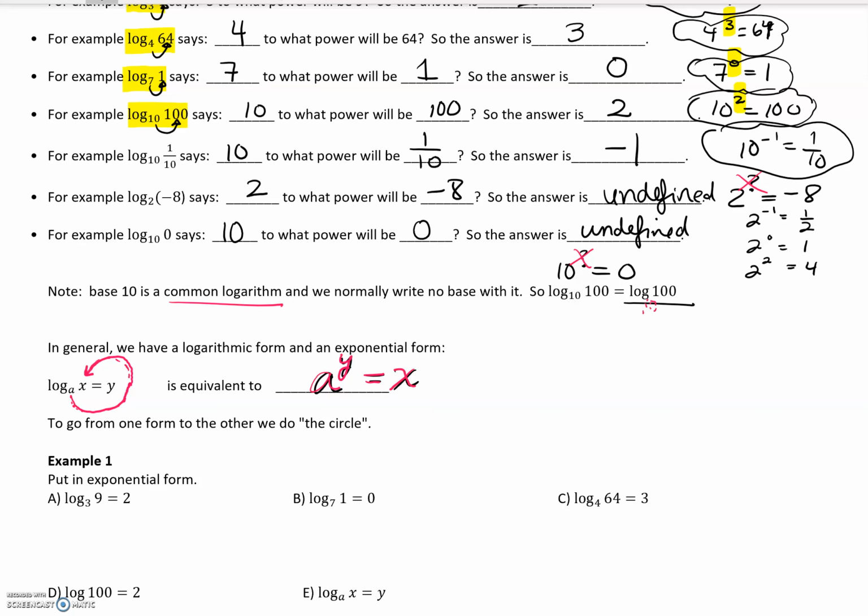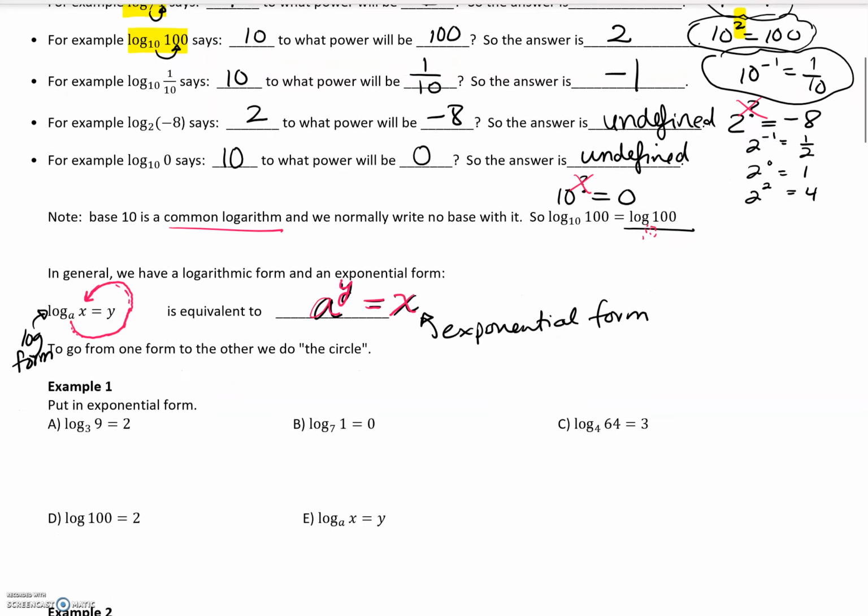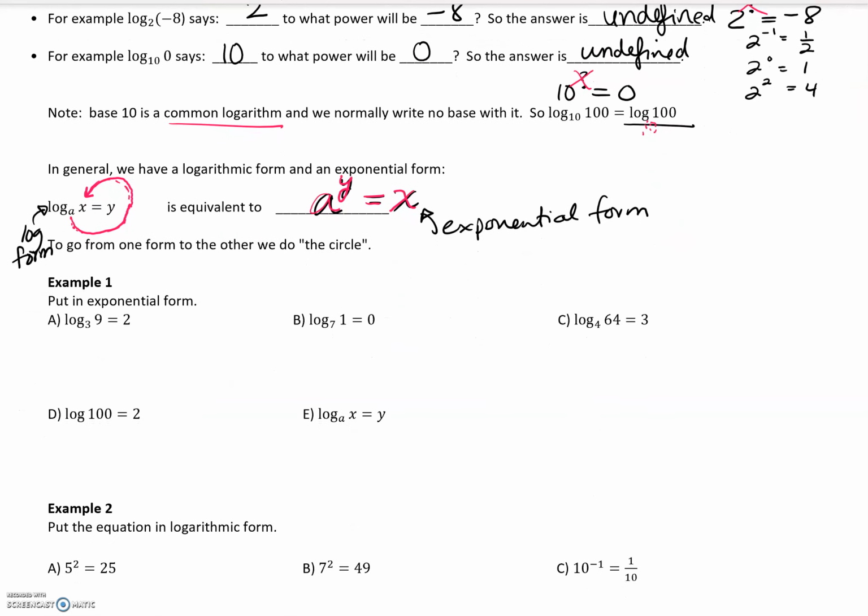So let's go practice this idea. The equivalency of a log form versus an exponential form. So this we'll say is the log form. Let's put a side note. And this guy is the exponential form. Log form has the word log involved. Exponential form just has exponents involved. So that's what we're going to practice, switching back and forth between the two forms.